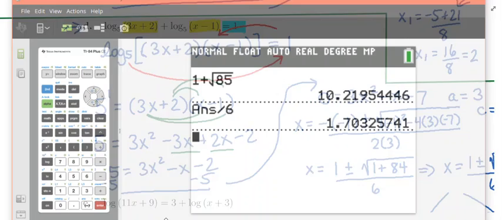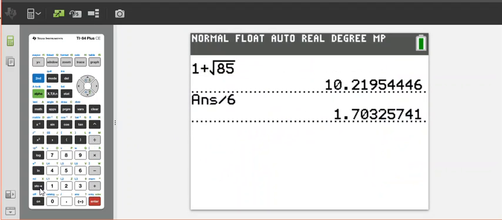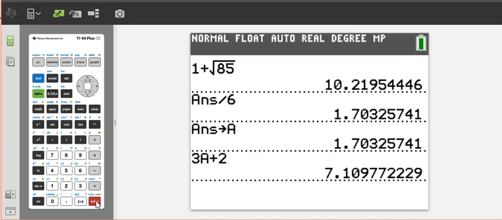Here's what I'm going to do. This is my decimal approximation, and I'm going to store it in my calculator. See where my arrow is? I have this store button. I'm going to store it in the letter A, so I hit alpha A. Now every time I call up A, that's going to be my x value. So if I do 3A plus 2, that's the first quantity I'm taking the logarithm of. That's a positive number, so it works out.